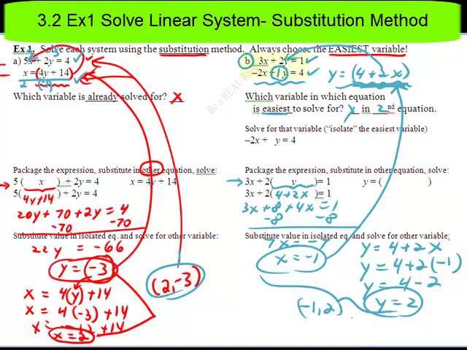Let's check, make sure it really works. Put -1 and 2 here. And you get -3 and +4 is 1, so that's correct. And +2 and +2 is +4. So it is the correct solution.